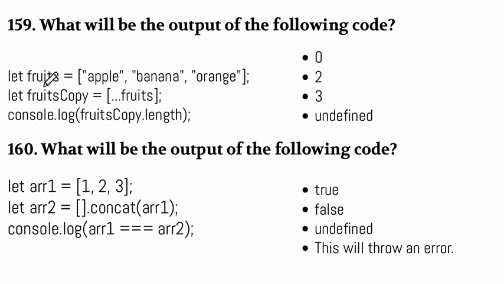Another question: we have given an array with the name fruits, with apple, banana and orange. There are 3 strings. We have declared a second variable, fruitsCopy. Inside that we have used the spread operator, dot dot dot. This is known as the spread operator, and outside that we have used bracket notation. Inside it we have used the spread operator along with the array name fruits. So the console.log is used to check the length of fruitsCopy.